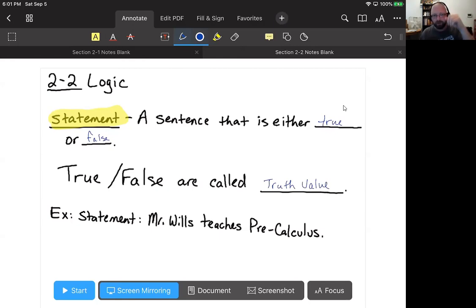That's the truth value. So for example, the statement, Mr. Wills teaches pre-calculus. Well, this year I have a pre-calculus class. I am teaching pre-calculus. So the truth value of that statement is that it is true. It's only one or the other. It cannot be both. It is not possible for me to be teaching pre-calc and not teaching pre-calc. It's one or the other. Okay, so that's what a statement is.